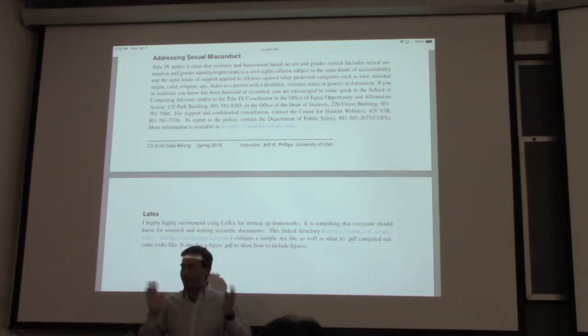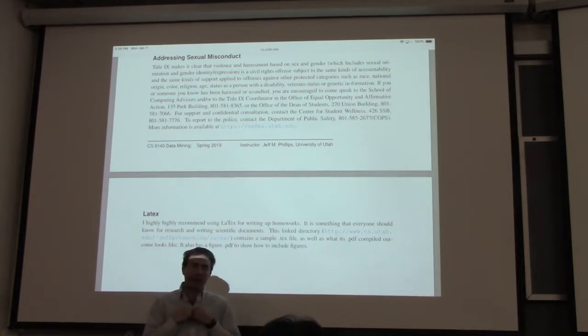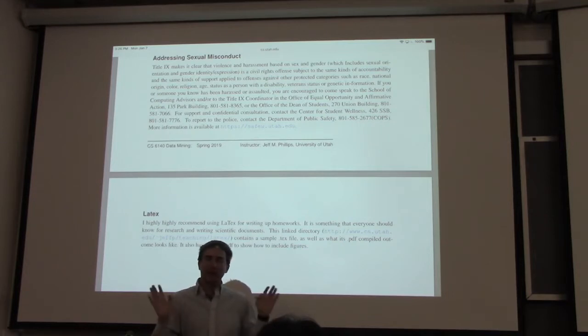So it generally will be a single PDF to Canvas. I recommend LaTeX because it's the language that all the papers in this area are written in. If you really don't want to do it, as long as it's legible, it's fine. But if it's not legible, then we have the right to mark off on the assignments. Word has actually gotten a lot better in the last few years at writing mathematics. I'm not that familiar with it, but if you want to go that way, that's fine as well.